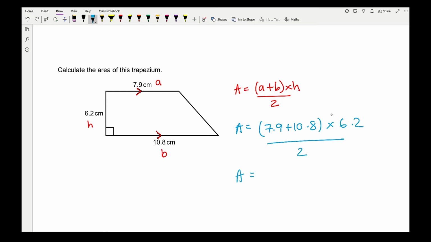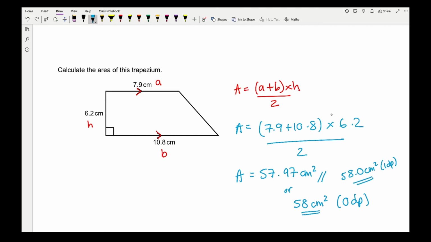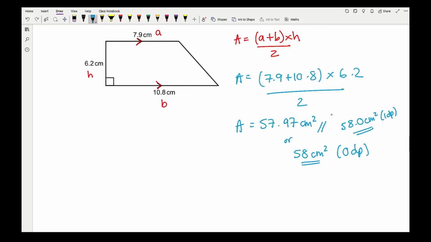And again, I could easily put that straight into my calculator, or I could work it out separately. It's entirely up to you, but personally I'd go for typing it all into your calculator, especially if you've written it all out. Times 6.2 divided by 2 gives me an answer of 57.97, and again centimeters squared, or I could write it as 58 centimeters squared to 0 decimal places. If I was going to write this to 1 decimal place, I'd write 58.0 centimeters squared to 1 dp. But again, it's entirely up to you how you want to write your answer, because like I said, it's not specified in the question, so I can write it however I want as long as it's correct.